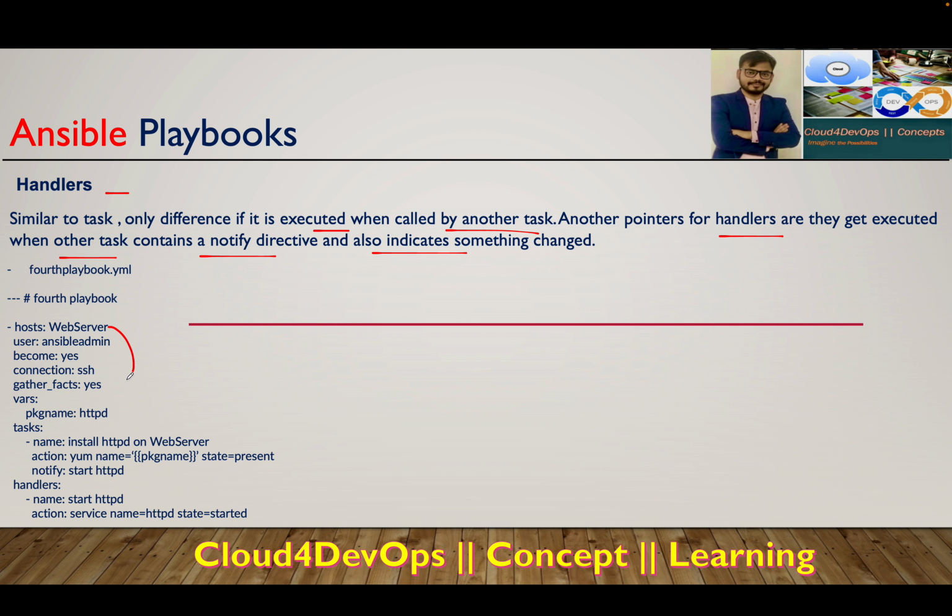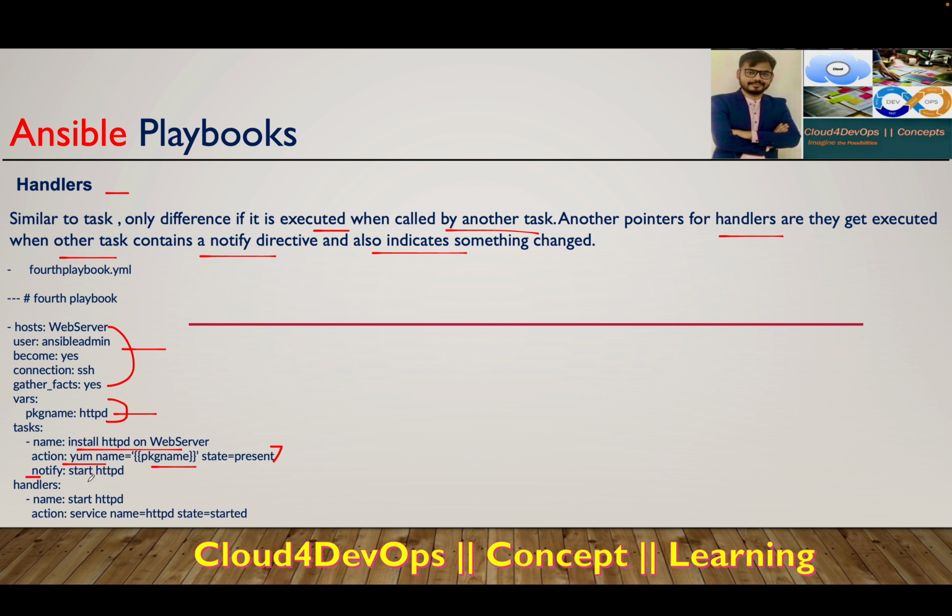We are installing an Apache with a target section on which server, what user, sudo privileges, SSH connection, and gathering a fact. You can also remove gathering fact, that is not required. I'm just using it as an example to perform multiple tasks. Then the same variable which we used in our third playbook. After that, task, install httpd, action, package name. Till here, everything is same.